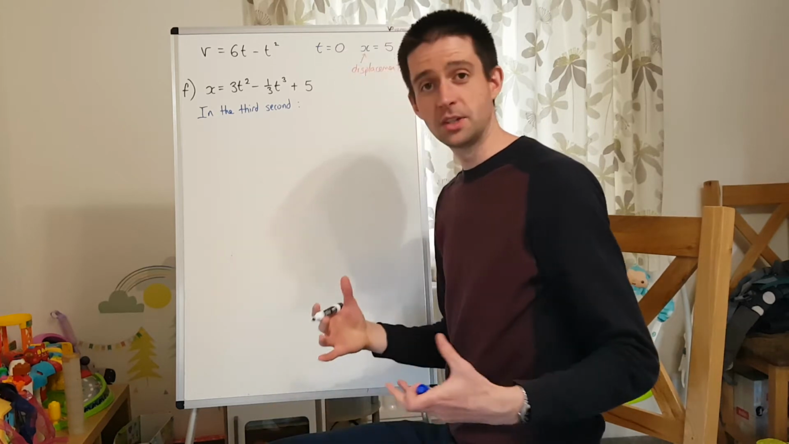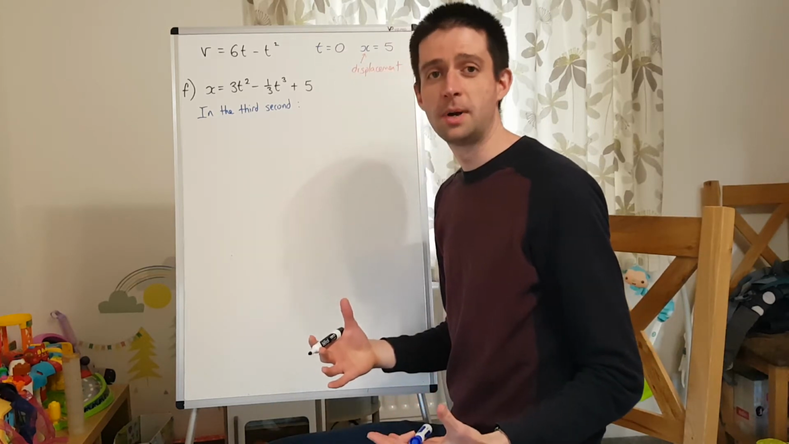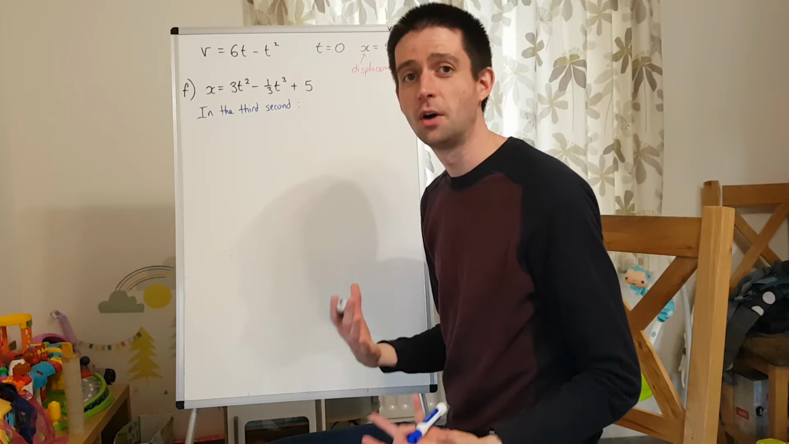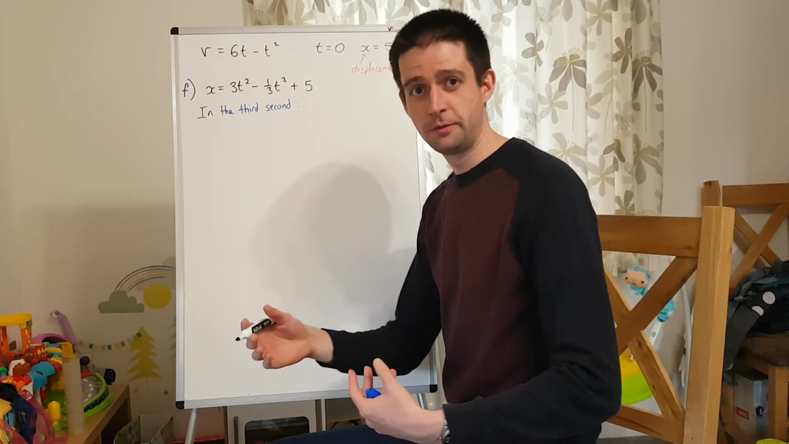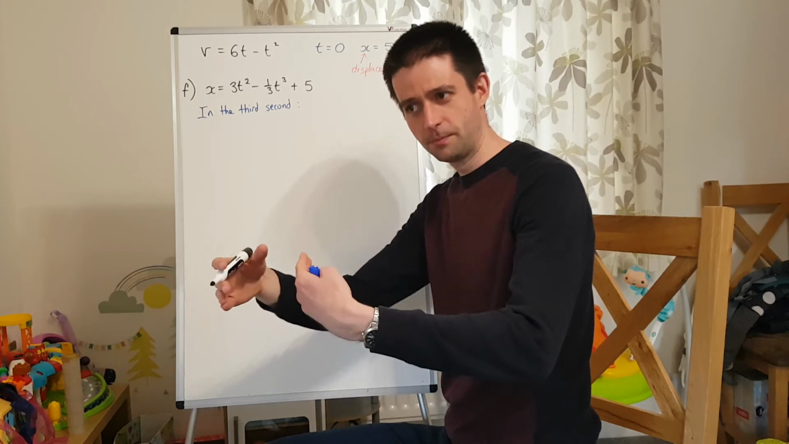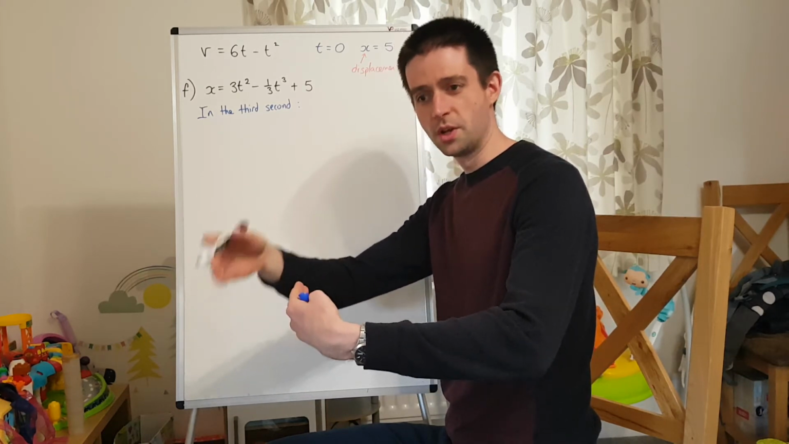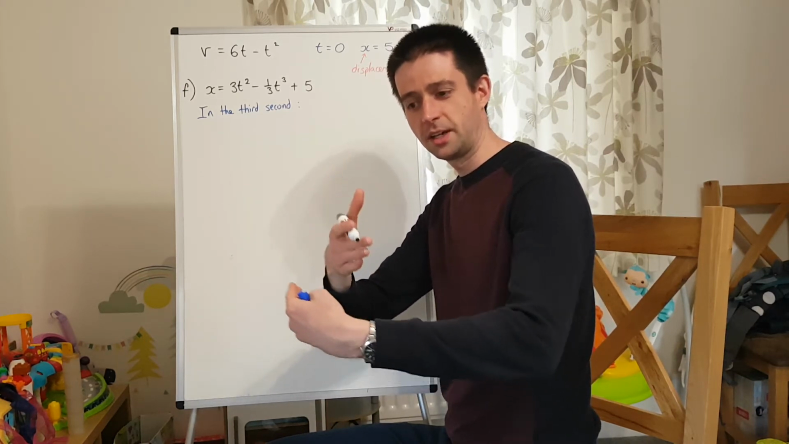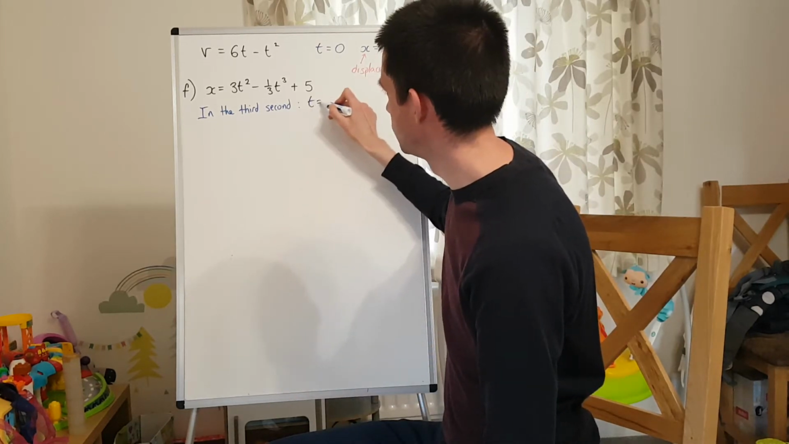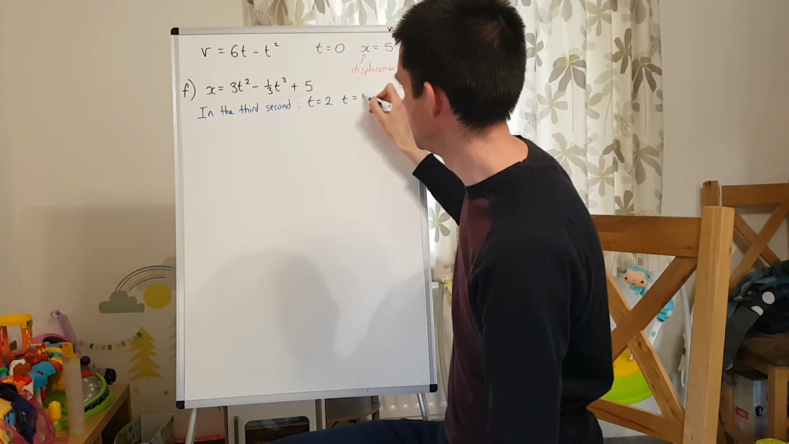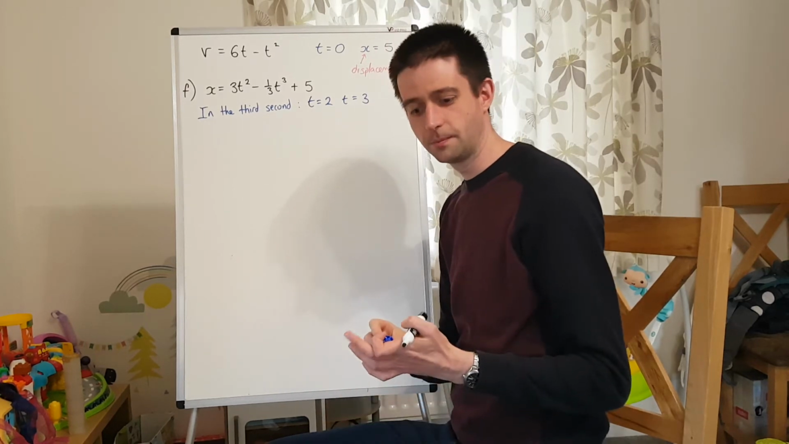So part F is asking us for the distance travelled by the particle in the third second of its motion. So we've got to think, what does it mean by the third second? Well, the first second would be from 0 to 1. The second second would be from 1 to 2. So the third second is going to be from 2 to 3. So we're looking at how far it travels between the time when t is 2 and when t is 3.